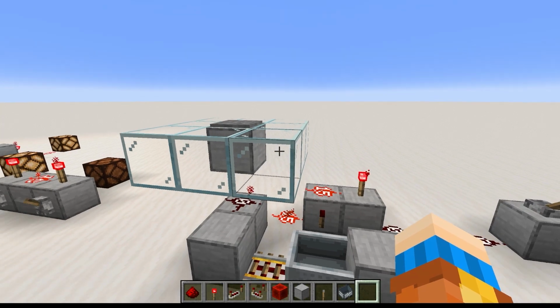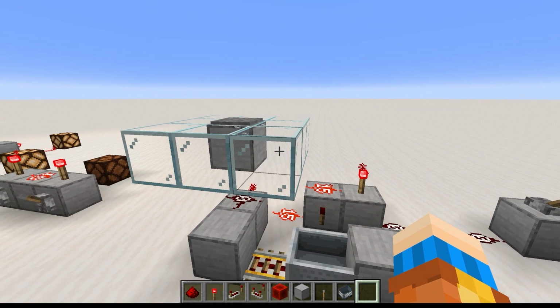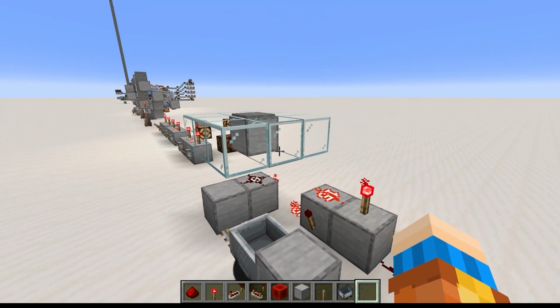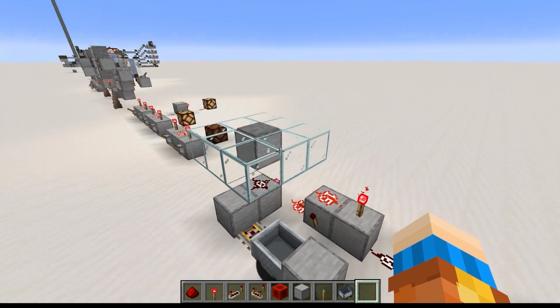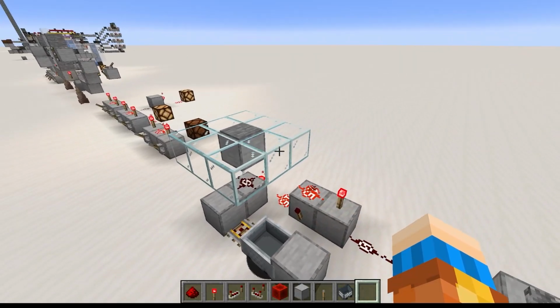Oh, by the way, these glass blocks aren't necessary. They're just there to show you the floor level, which could be built out of anything. You can imagine that they extend as far as you want in any direction.